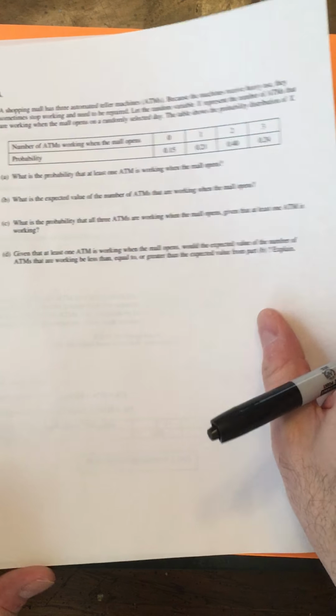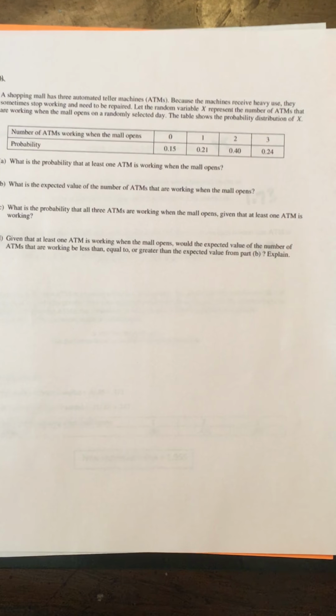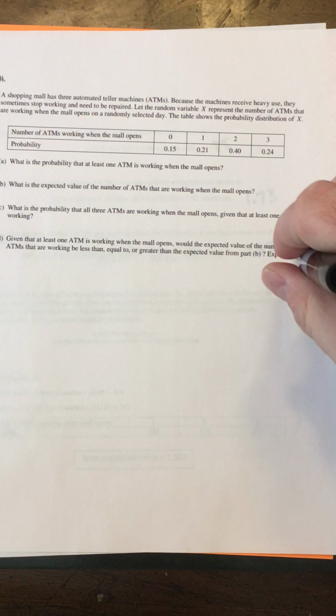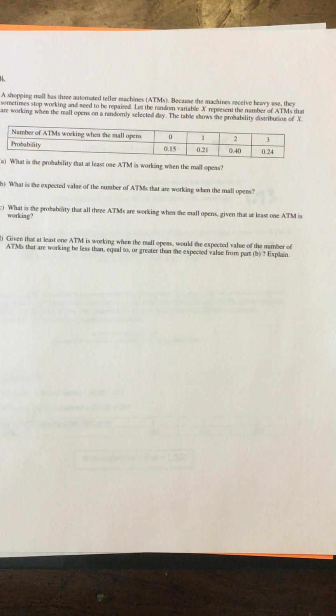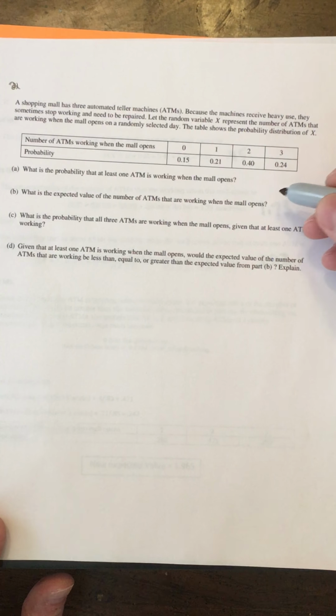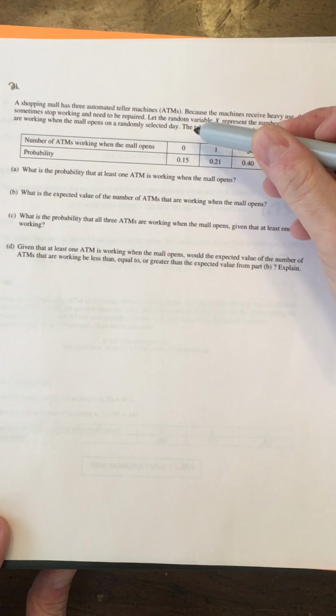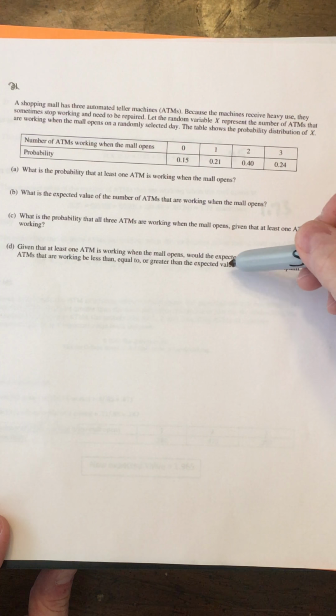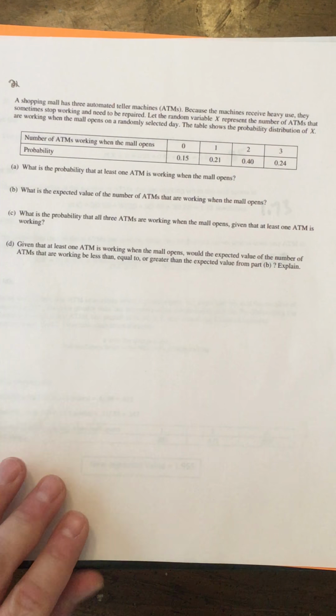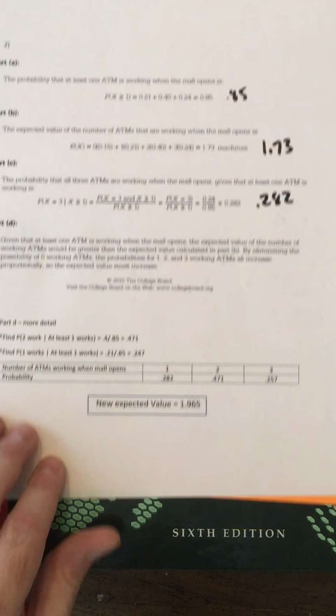Okay, part D. Given that at least one ATM is working when the mall opens, would the expected value of the number of ATMs that are working be less than, equal to, or greater than the expected value from part B? Well, logically speaking, if we know at least 1 is working, and the expected value from part B actually includes that none are working, this should be higher. But if you want to prove it, you can, which I did.